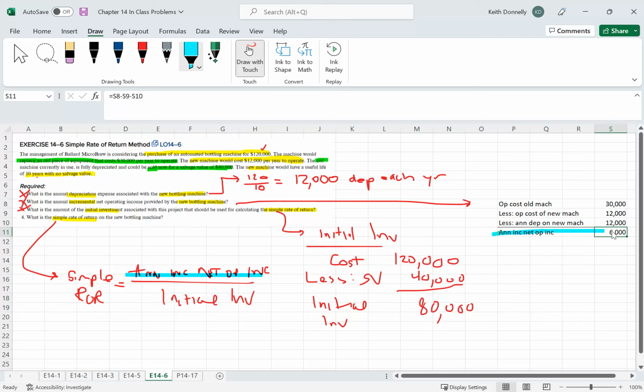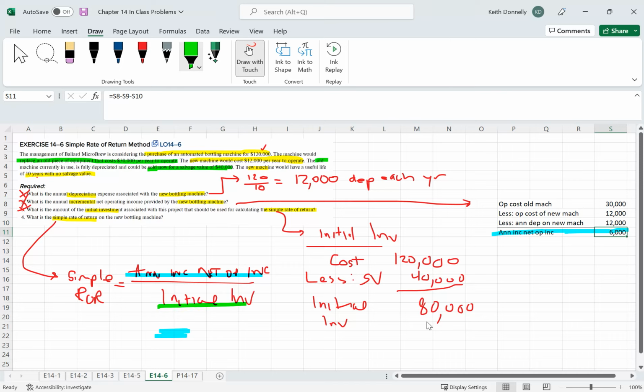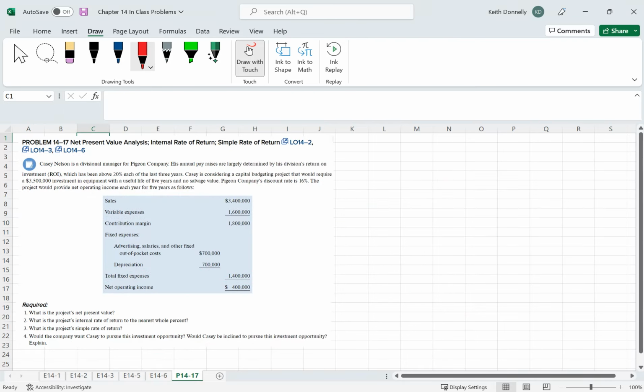Right, so we've already done our annual net operating income, and we've already solved for our initial investment. So in this case we'll have 6,000 divided by 80,000. We're looking at a simple rate of return here of 7.5%. All right, let's go do problem 1417.